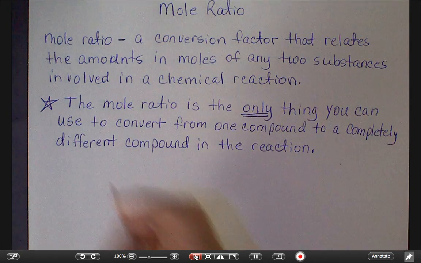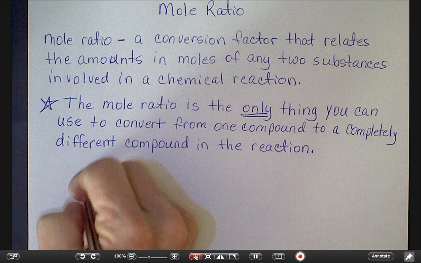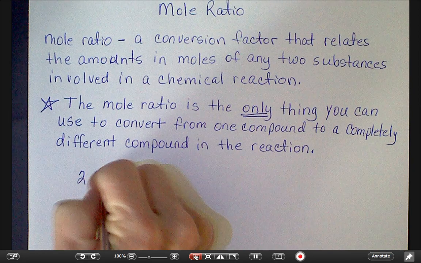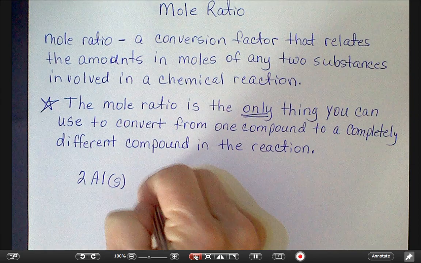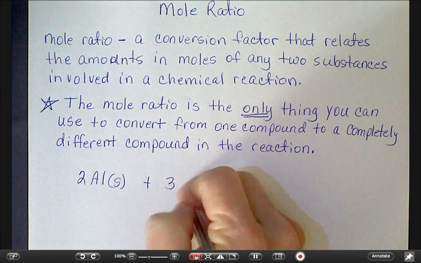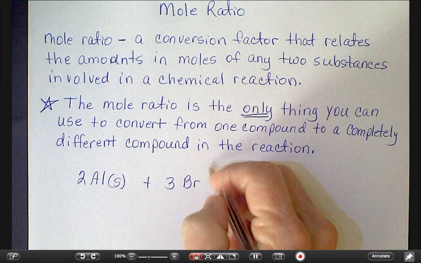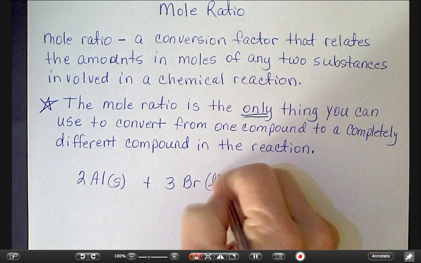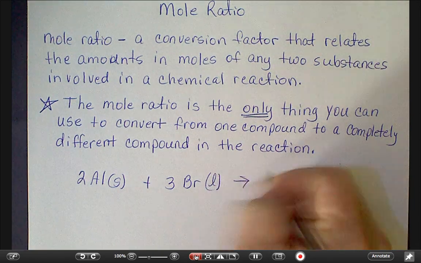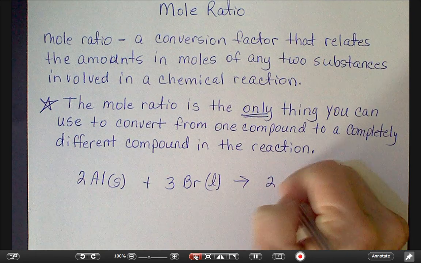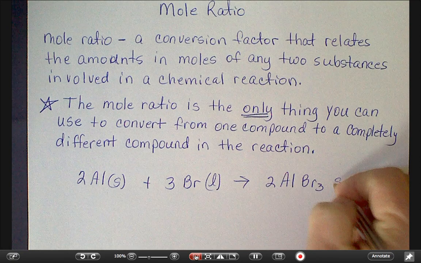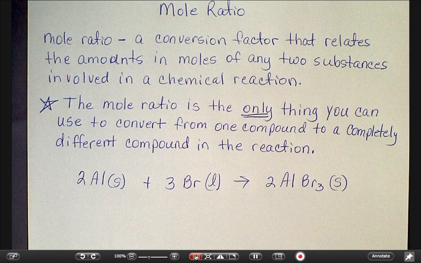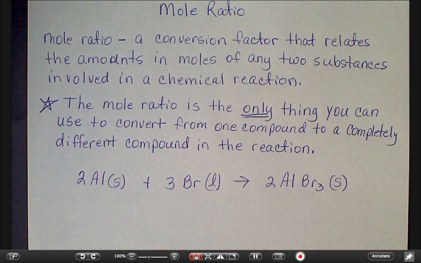Okay, so reaction. We've got 2Al in the solid form plus 3Br in the liquid form, arrow, 2AlBr3 in the solid form. Alright, so there's our reaction that we're going to work with.